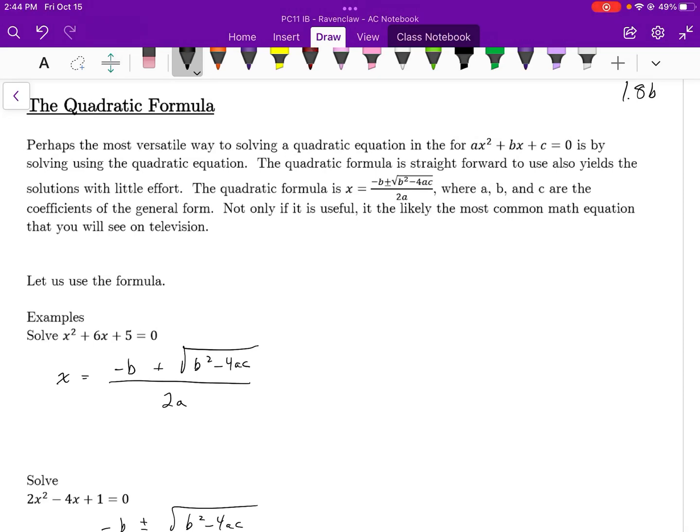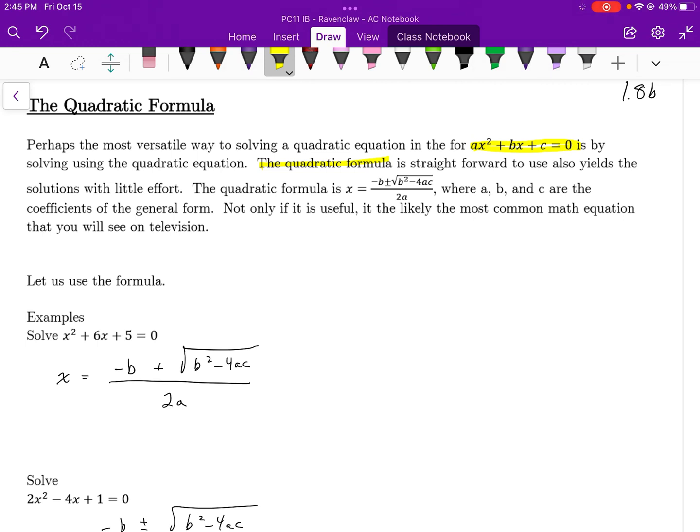The quadratic formula. Perhaps this is the most versatile way for solving a quadratic equation in the form ax squared plus bx plus c is equal to 0. And we can solve this by using the quadratic formula. The quadratic formula is straightforward to use and yields the solution pretty easily.